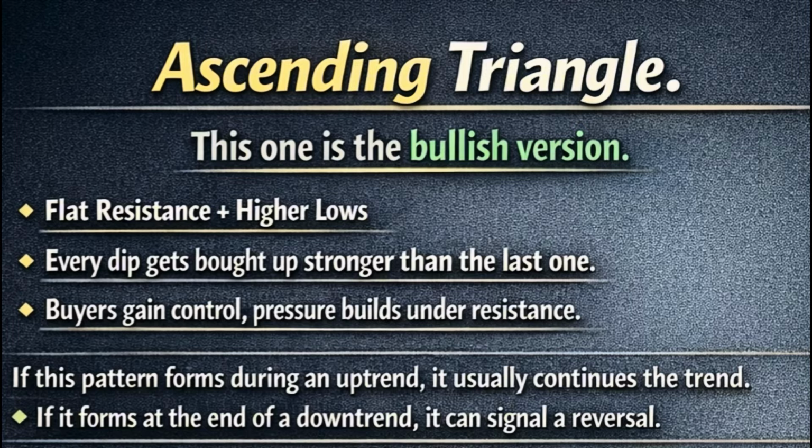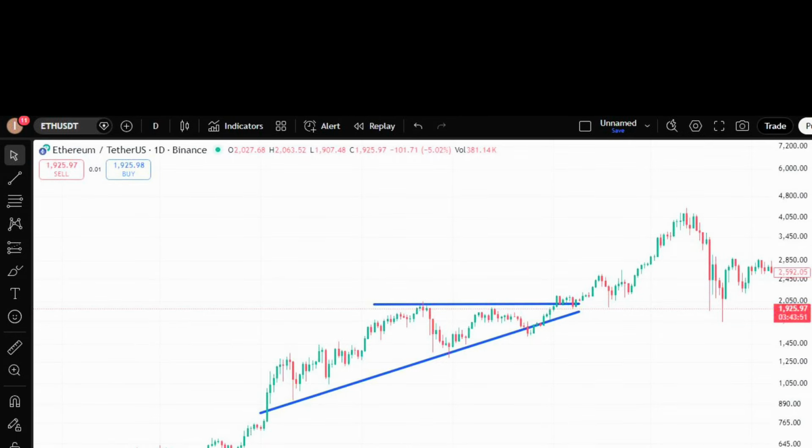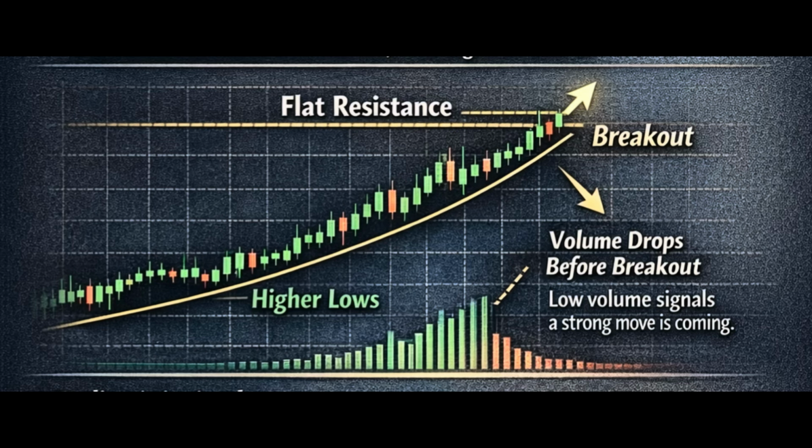A real example, in 2021, Ethereum formed a clean ascending triangle around the $2,000 zone. Volume dries up right before the breakout, and once ETH broke above resistance, it exploded toward $3,000. Volume should decrease from the start of the triangle to the breakout. When volume gets extremely low, the market is preparing for a strong move.